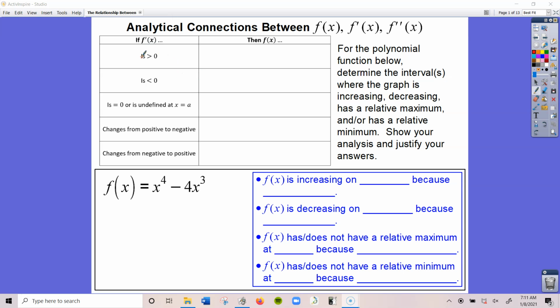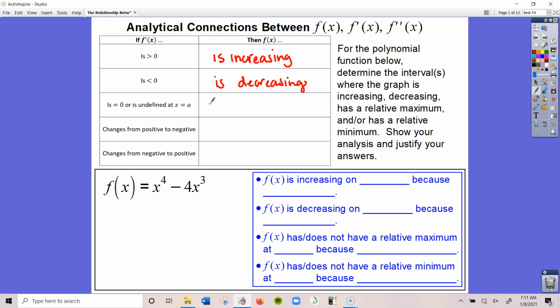If f prime of x is greater than 0, then that means that f of x, my function, is going to be increasing. If f prime of x is less than 0, then that means the function is decreasing. And again, this should all be review, but just in case, it's always good to review.